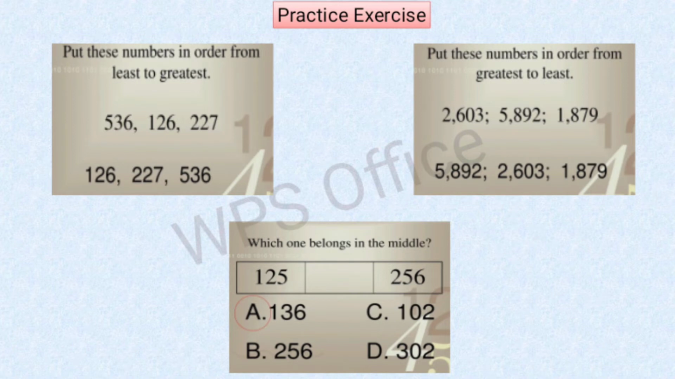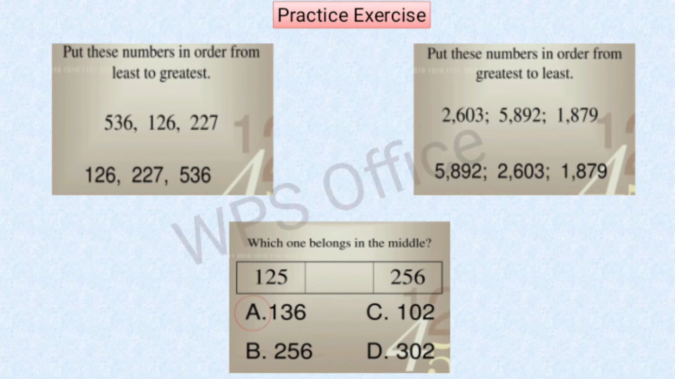Yes, the order is 3, 1, and 2. The first number that is least is 126, second is 227, and the third is 536. And in the second list, it is already arranged in least to greatest form. Let's look at another practice exercise.